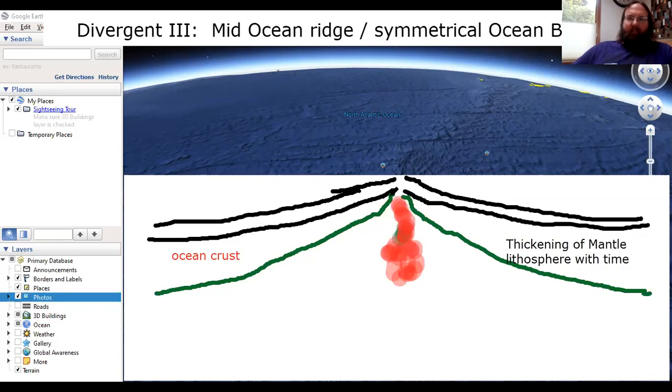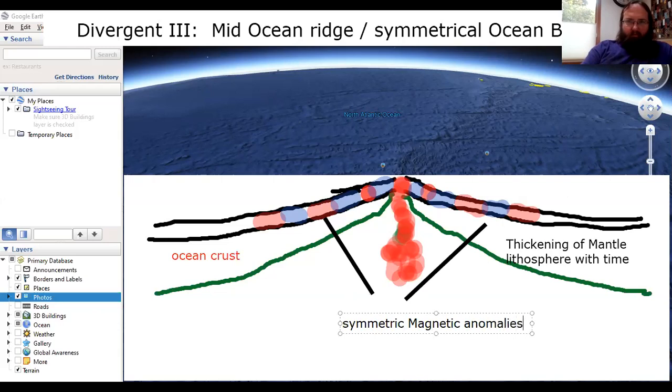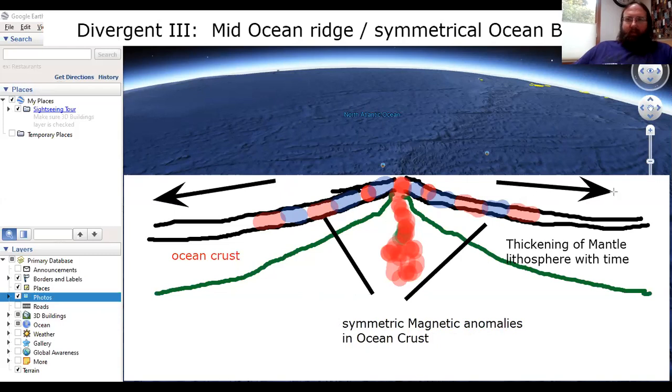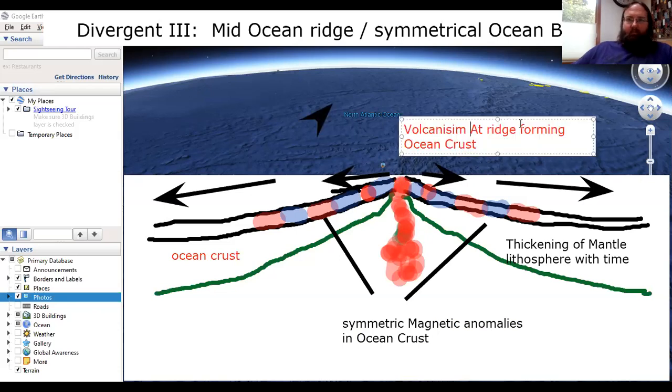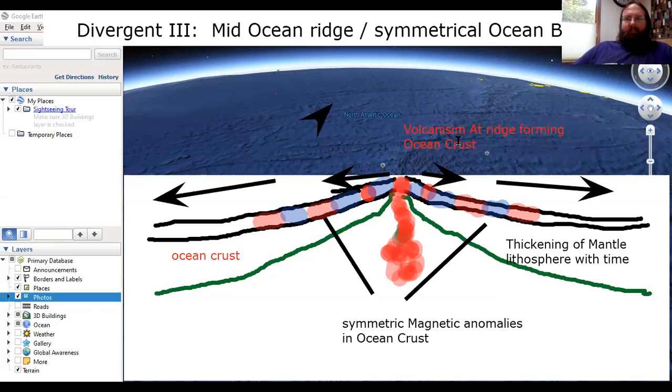You're definitely getting magma and fresh ocean crust being extruded. You're also getting this symmetrical pattern of magnetic anomalies. This is where you're getting your symmetric magnetic anomalies in the ocean crust. And remember that we are still at a divergent plate boundary, so the motion is going to be away from the center. There you go, again, volcanism at the mid-ocean ridge forming oceanic crust.